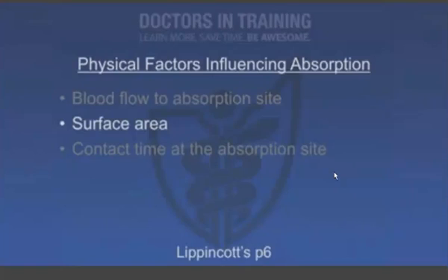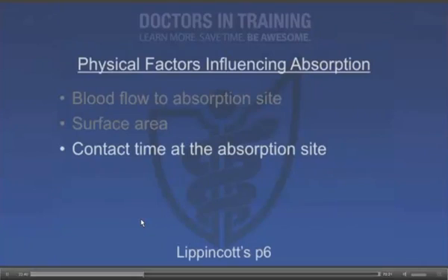We have to talk about the surface area, and we mentioned this briefly earlier. The intestine has a lot of microvilli, which provides about 1,000 times more surface area for drug absorption compared to the stomach. So that's one reason that a lot of drug is absorbed in the duodenum as opposed to the stomach. We also have to talk about how much contact time at the absorptive site there is. So if the drug sits around at the site of absorption for a long time, a lot more of that drug is going to be absorbed.